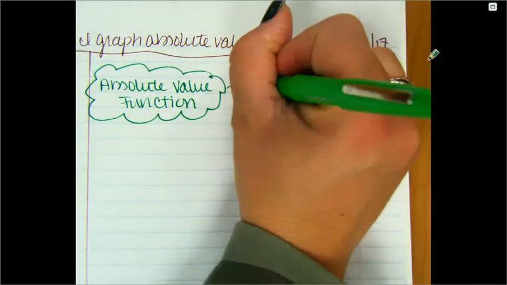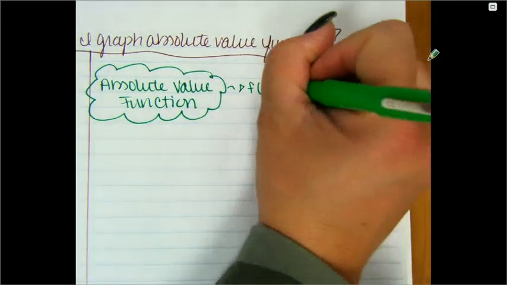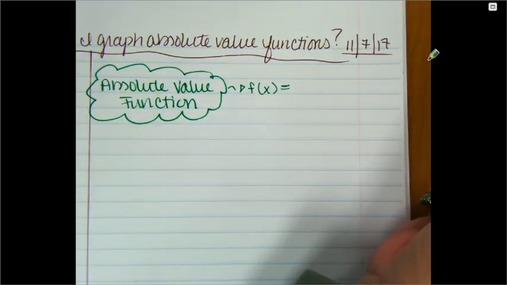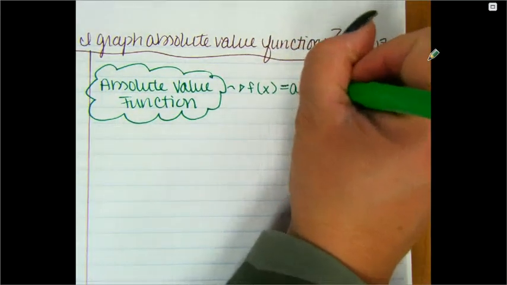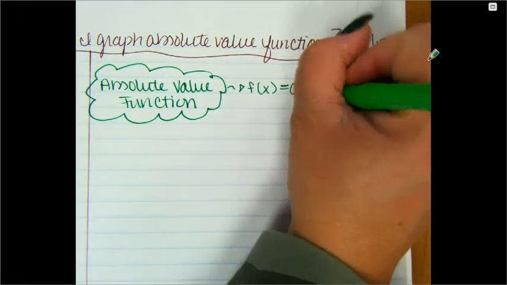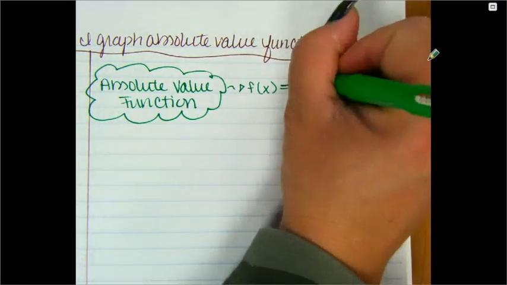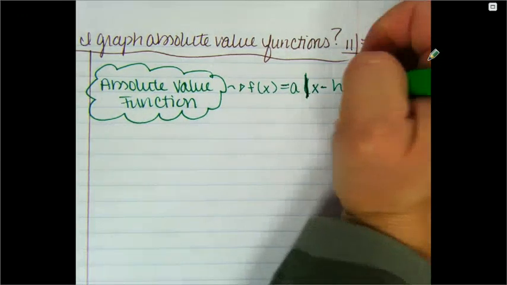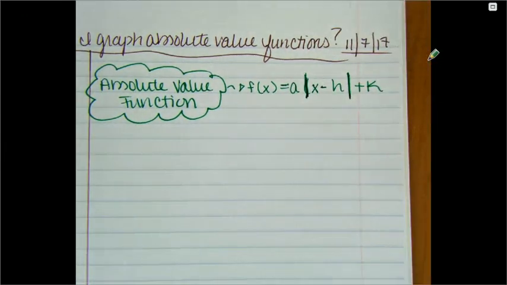is in the form f of x equals a times the absolute value of x minus h plus k. Those lines are your what? Absolute value bars, okay? So they're just a little bit bigger than the numbers and the letters, so we can see that they're there. There is an h.